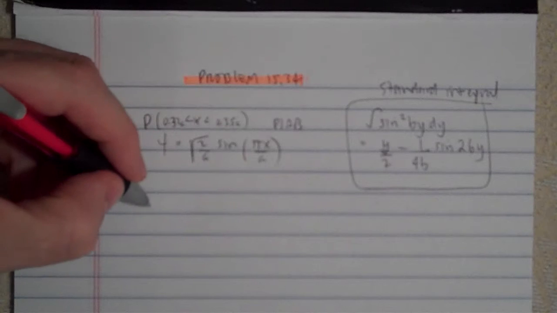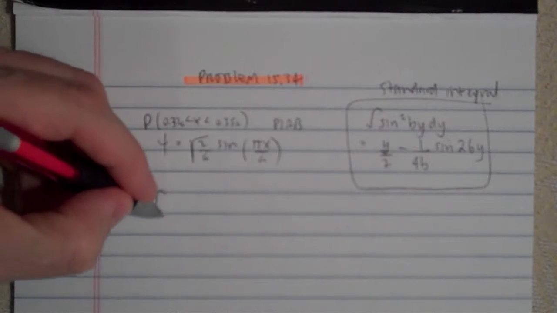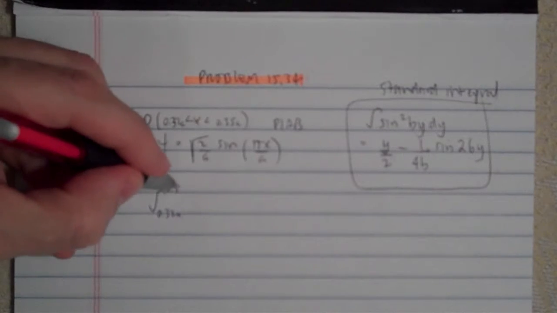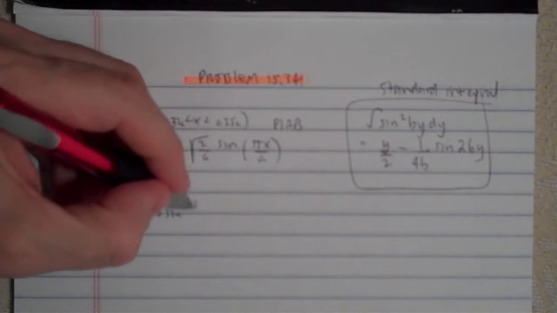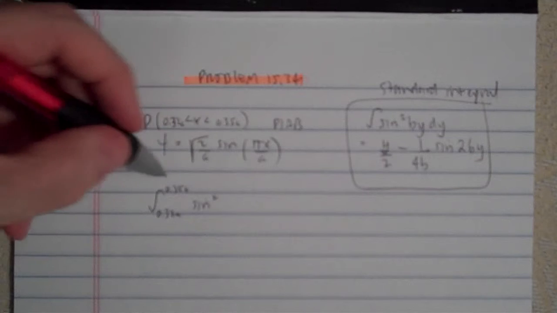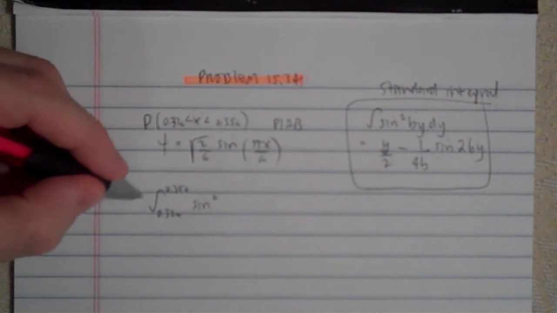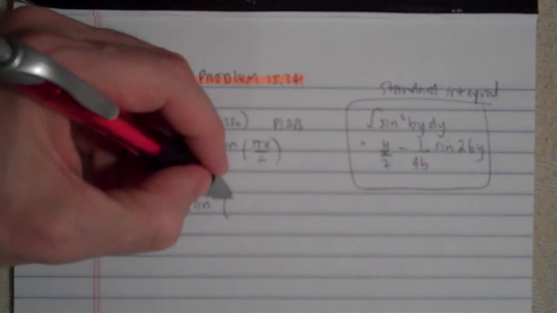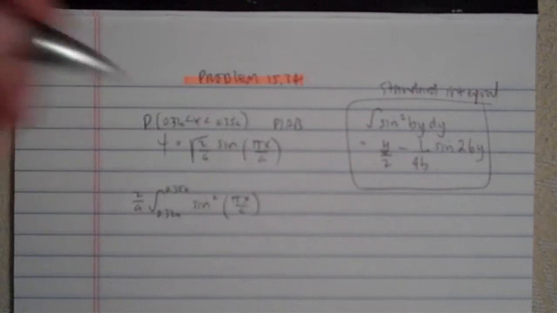And so it's going to take this integral here, from 0.32a to 0.35a. I've done this a couple times in class, so I'm giving a little bit less explanation. Sine squared, let's put this 2 over a out front. Sine squared pi x over a.